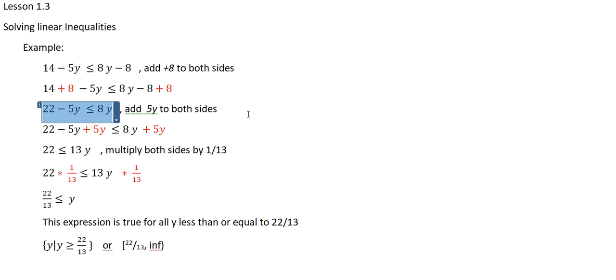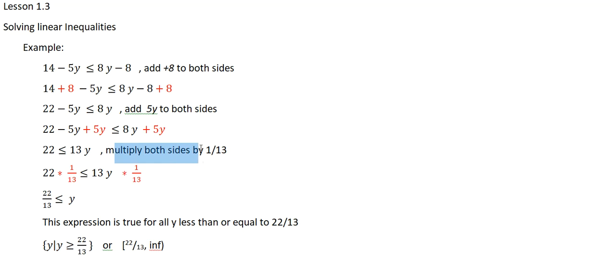This is already simpler. So we're going to make it even simpler by adding 5y to both sides. 22 minus 5y plus 5y is less than or equal to 8y plus 5y. Let's go ahead and simplify that. Minus 5y plus 5y vanishes on this side, but 8y plus 5y is 13y. So 22 is less than or equal to 13y.